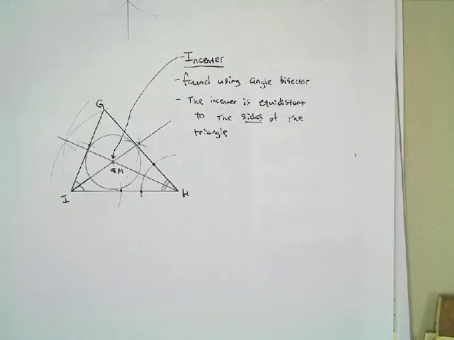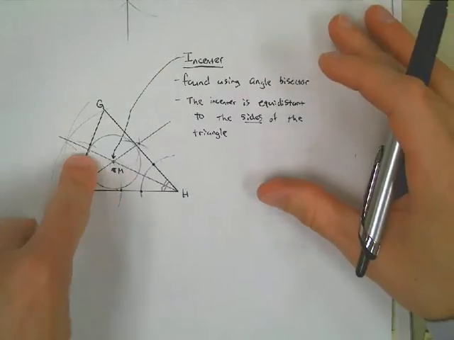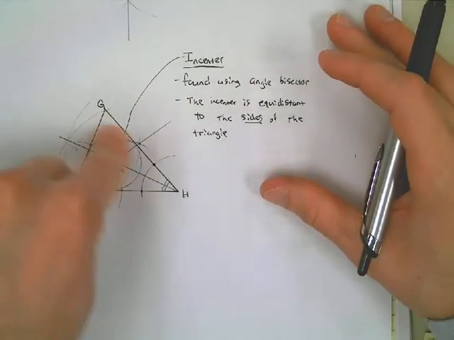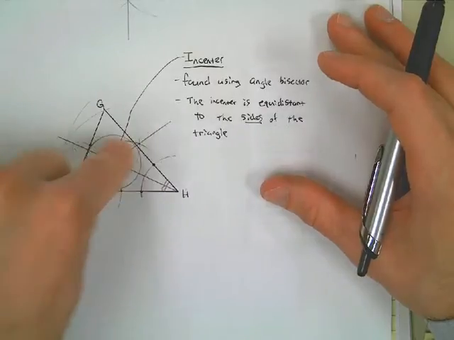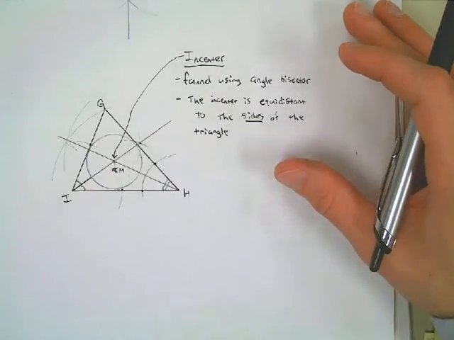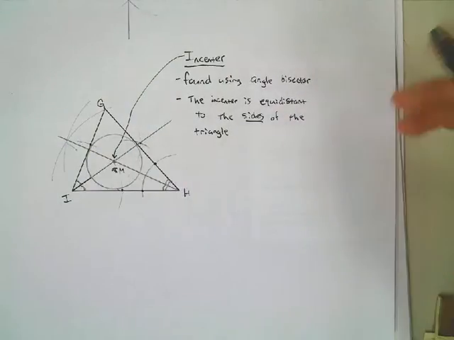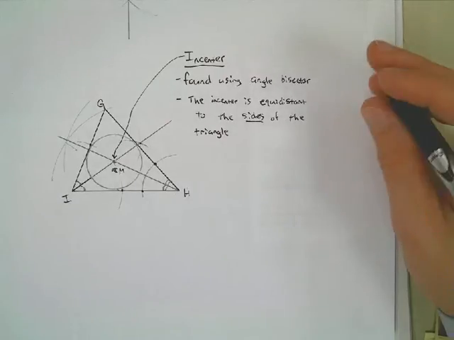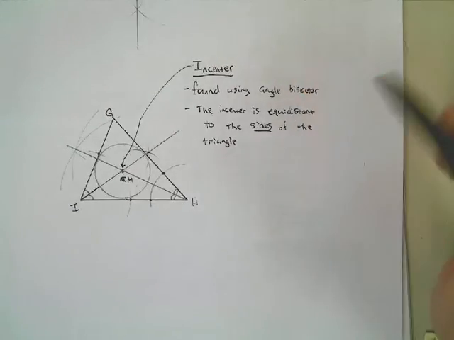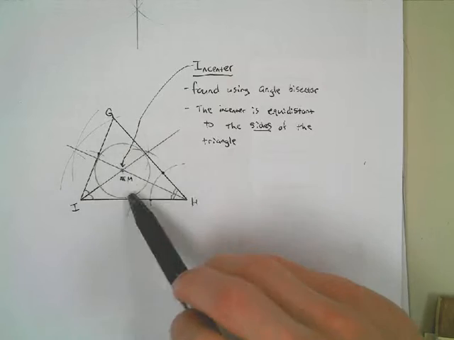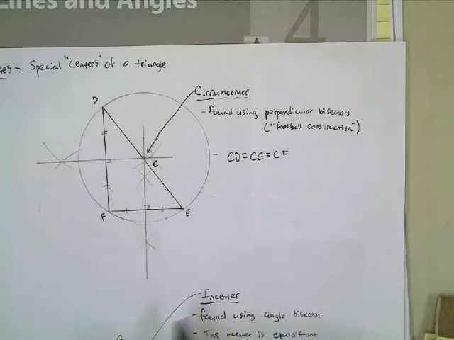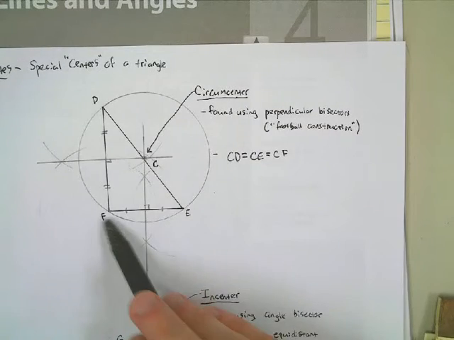circle fits inside the triangle and the circle touches each one of the sides, or should about touch each one of the sides. Again, if it's not exact, it's because our compass work maybe isn't that accurate. So incenter, equidistant to the sides, it touches all the sides. Circumcenter, equidistant to the vertices, or the points. Okay, so there it is.